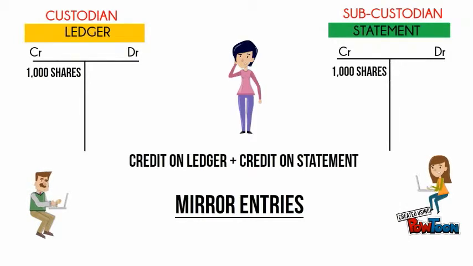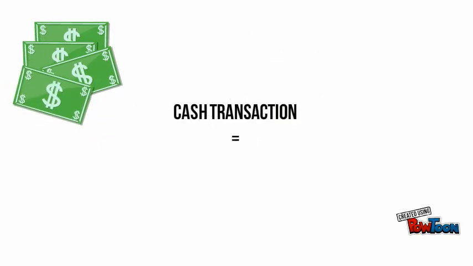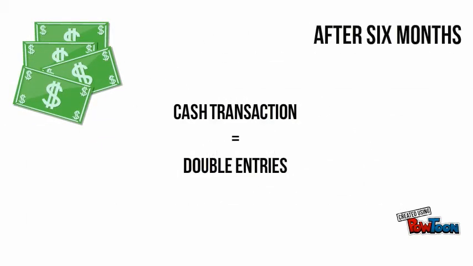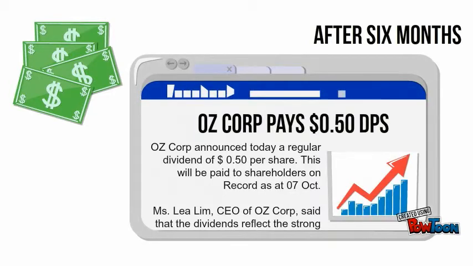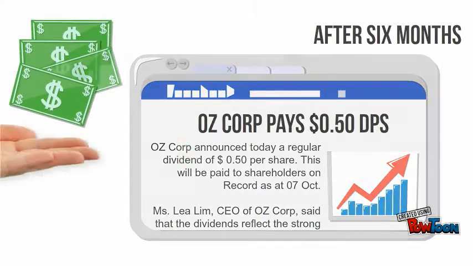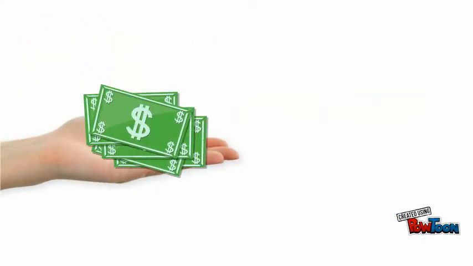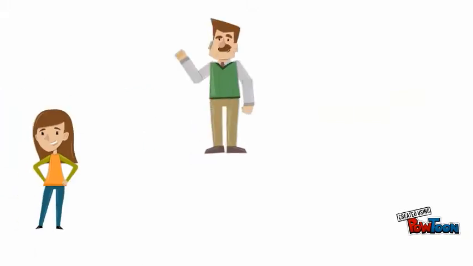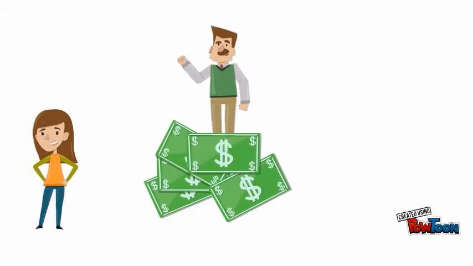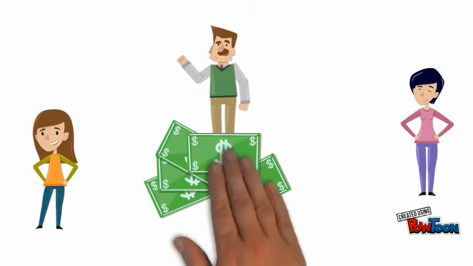What happens when cash is involved? Let's say several months down the line, the shares Jeannie purchased paid out dividends. Sheila, the sub-custodian, collects the $500 in dividends from the Australian company. Once Sheila collects the dividends, she transfers the cash to Noor, and finally, Noor hands over the cash to Jeannie.